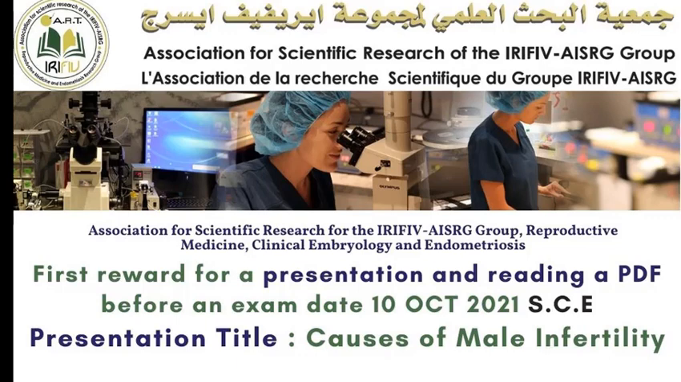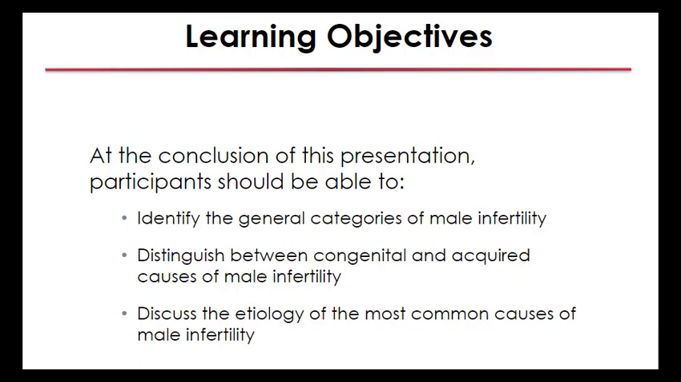At the conclusion of this presentation, participants should be able to identify the general categories of male infertility, distinguish between congenital and acquired causes of male infertility, and discuss the etiology of the most common causes of male infertility.